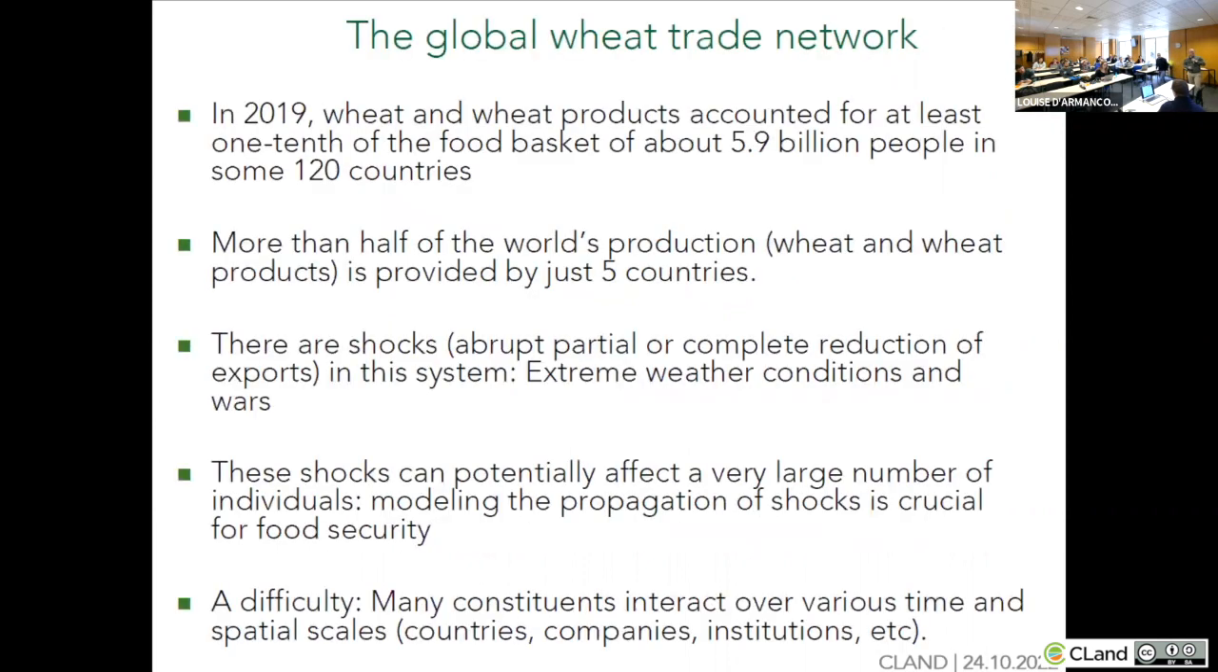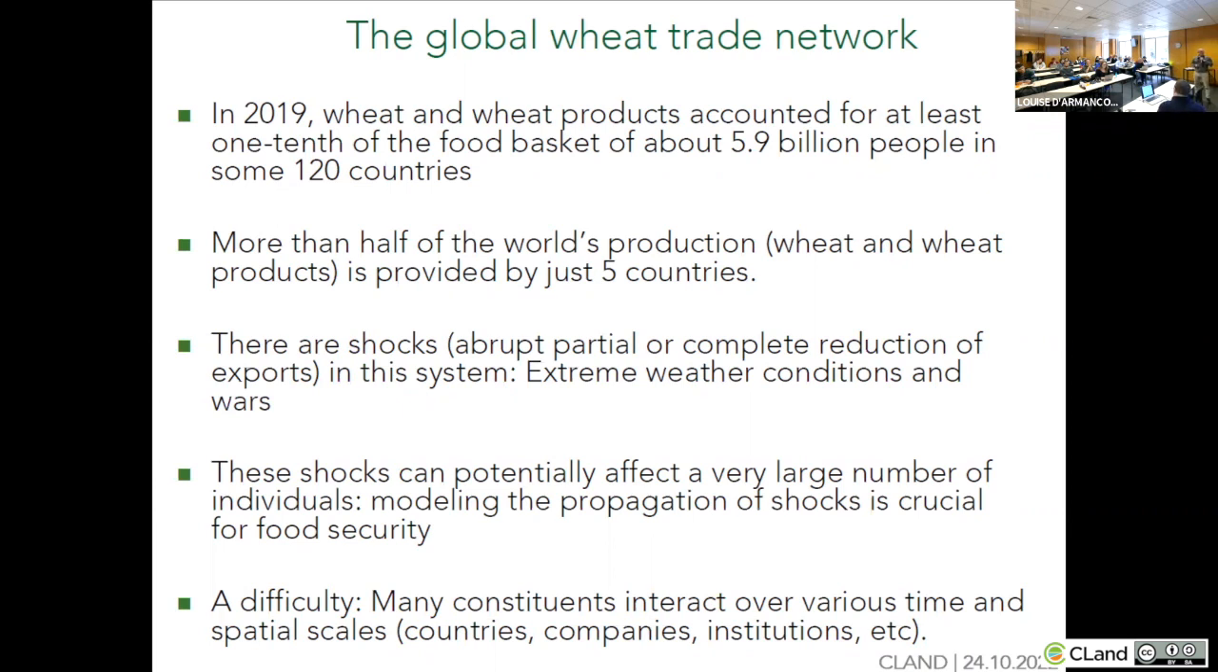So let me just say a few words about the wheat trade network. You probably know more about that than me, but basically the key figures are here. I believe it's at least 1/10 of the food basket for about 6 billion people in the world, dispersed over 120 countries. So we can safely say that wheat and wheat products are a very important part of the food basket for many individuals.